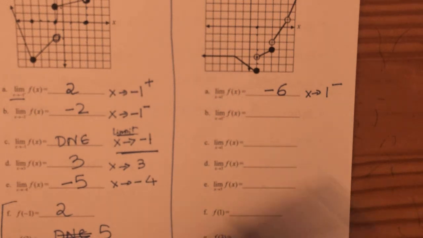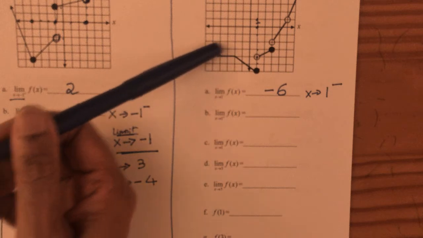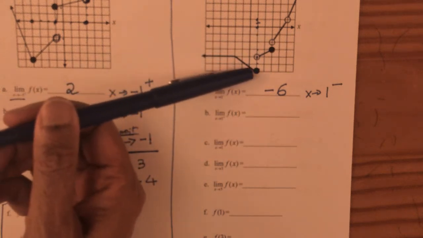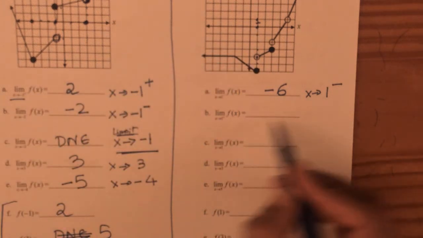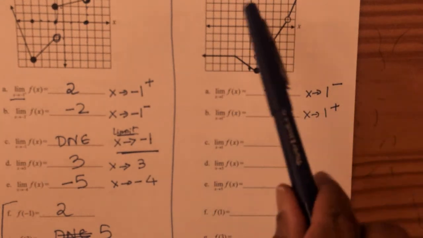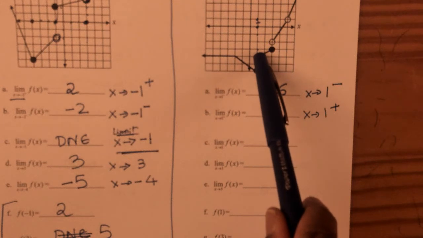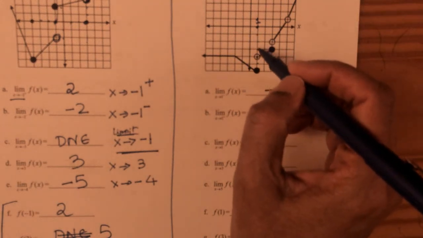Is this clear? x equals 1 is here, but you're approaching it from the negative side. So that's why it's negative 6. And the same thing, x is approaching 1 from the positive side. You're trying to find the limit. Same x equals 1, but you're approaching from the positive side. What is this value? This is negative 4.